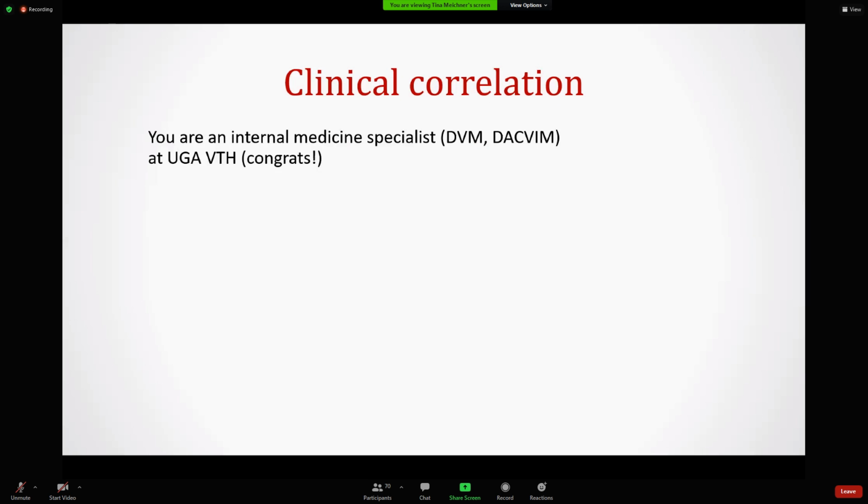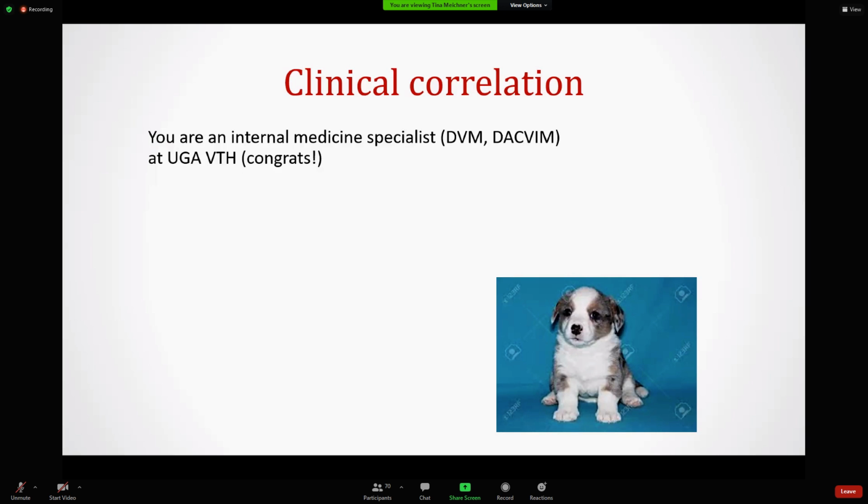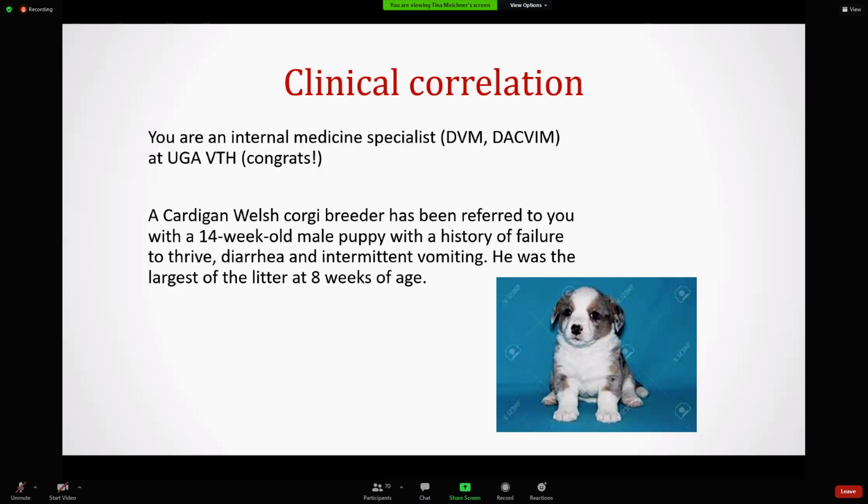And this is your patient here. This is our little corgi puppy. He presents to you with a history, the breeder actually is bringing the puppy in, of failure to thrive, diarrhea, and intermittent vomiting. When he was 8 weeks, and so at presentation he's already 14 weeks, he was actually the largest of the litter. Something's changed during that time.